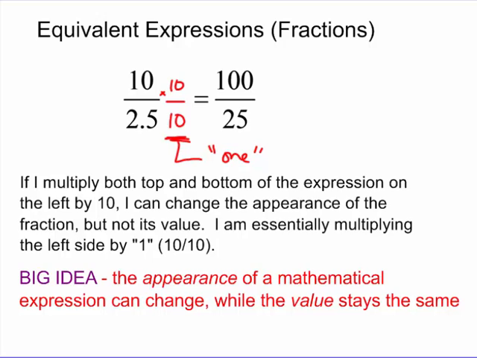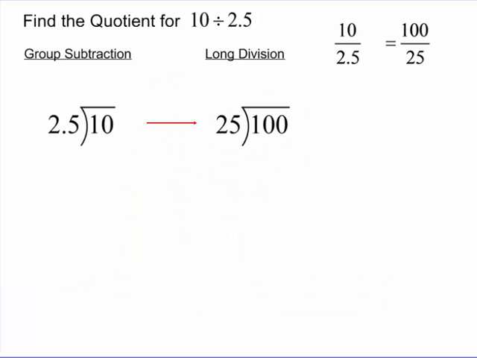And this is a big idea in math, a huge idea. We can actually change the appearance of a mathematical expression, but not change its value. And I've got that highlighted down here. We use that a lot in fractions. So the appearance of a mathematical expression can change while the value stays the same. So if you look at the left-hand side and the right-hand side of this expression up here, if we were actually to do the division, say on a calculator, we would find we get 4 as the result on both sides, even though the left-hand side and the right-hand side look different. So let's keep that in mind as we take a look at the next few examples.